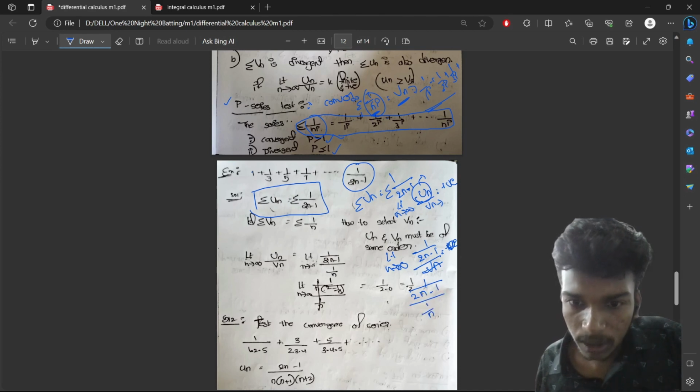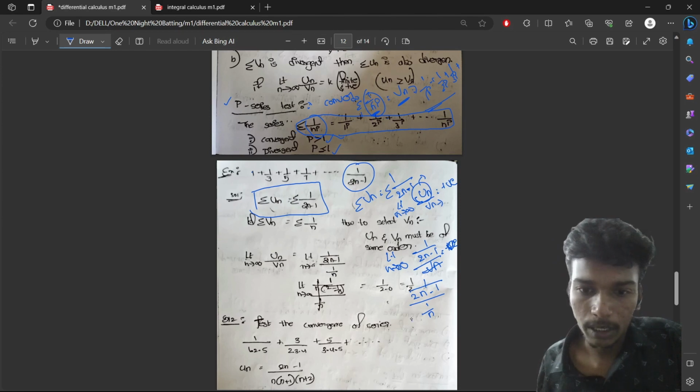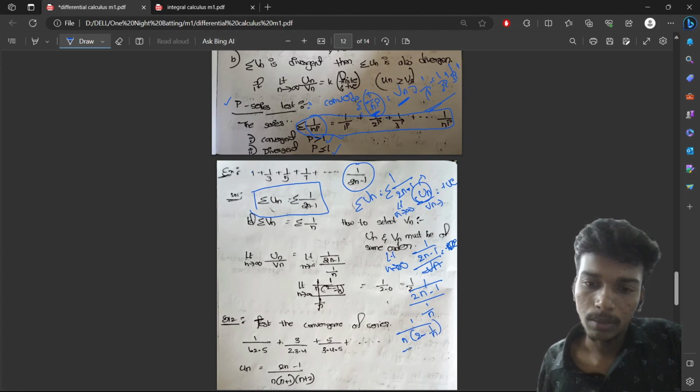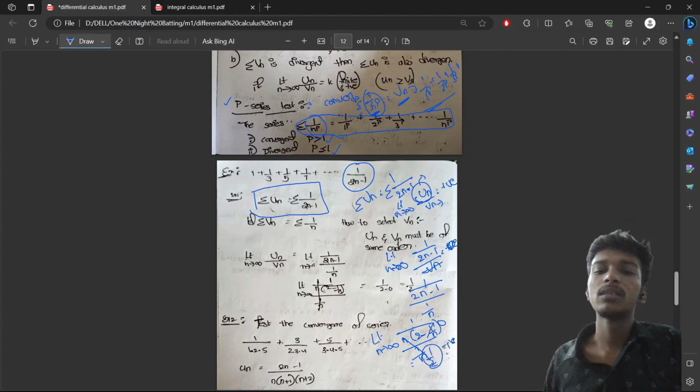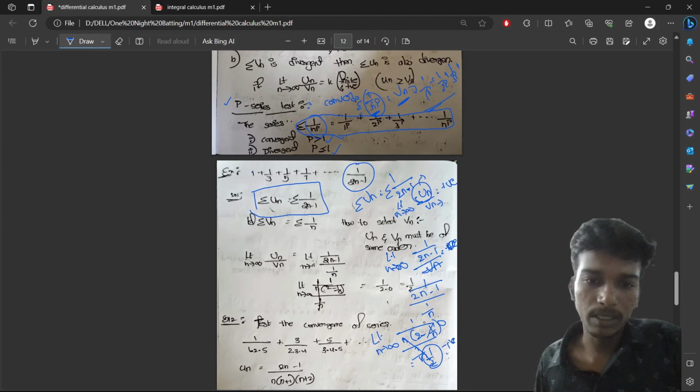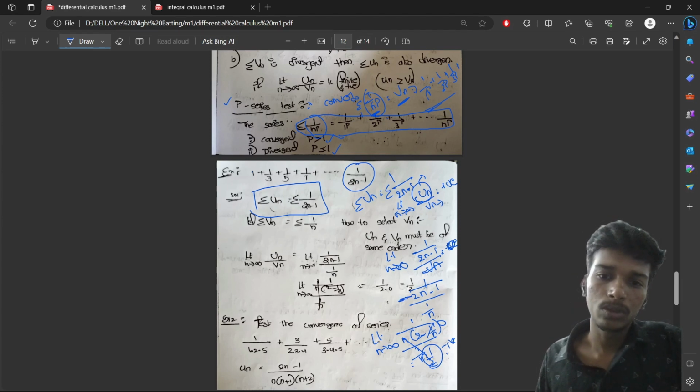Because if we take out this n common, we get 1 by n into 2 into 1 minus 1 by n, divided by 1 by n, and we can cancel it. Now, if limit n tends to infinity, this term is going to be 0. The whole limit exists as 1 by 2. It's a positive term. Now we can judge its convergence and divergence. That's what I did. It turned out to be 1 by 2.